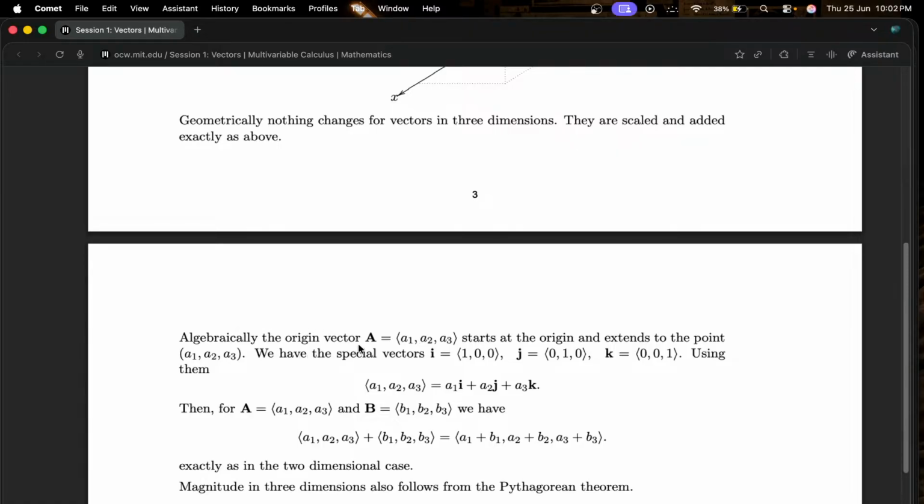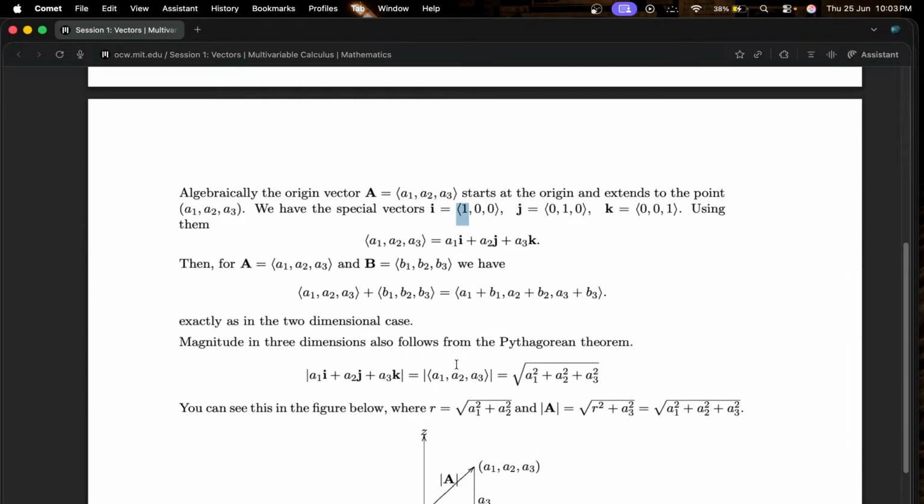Algebraically, the vector A1, A2, A3 starts at the origin and extends to the point. Okay, we have the spatial vectors i, j, k. So i is for X, j is for Y, and k is for the Z dimension. Using them, we can make this. For A equals this, B equals this, it's the same as above, we just have an additional dimension.